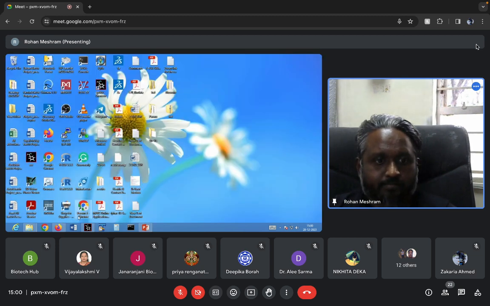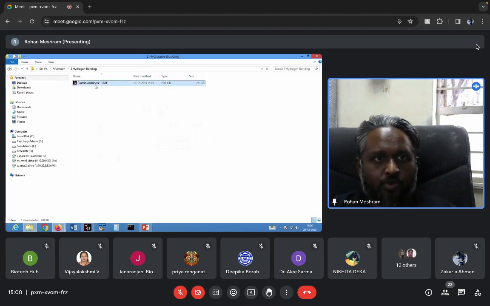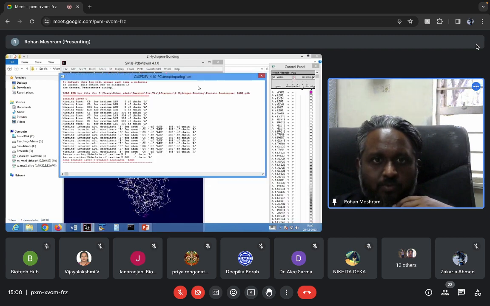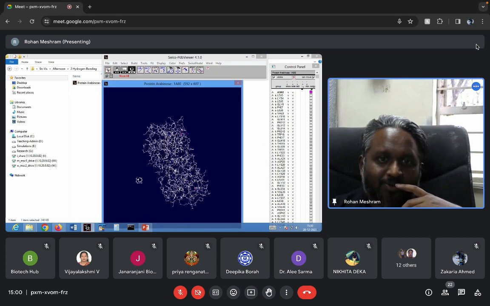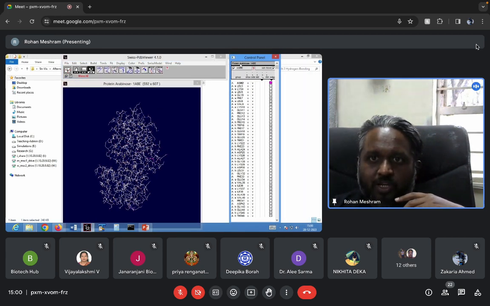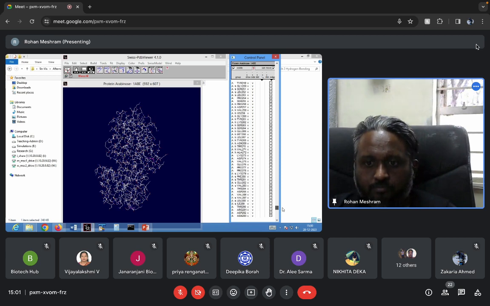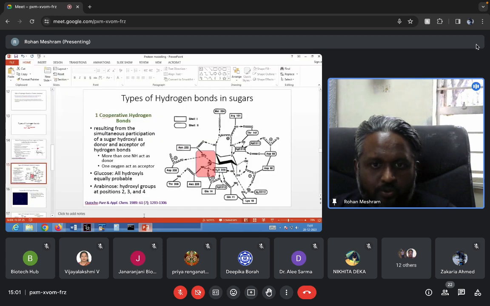Okay. So here we go. We have changed our molecule now. We are no longer working with lysozyme. Let us focus on a protein carbohydrate complex. So we have this protein in complex with arabinose. And if you move down, this is the arabinose moiety. Well, now what we want to do is visualize the cooperative hydrogen bonding network that is present in this protein.